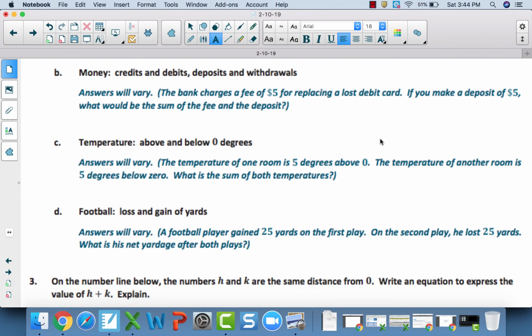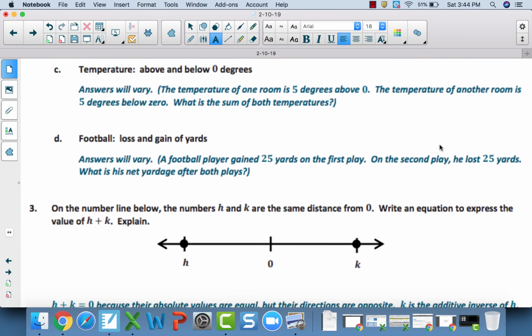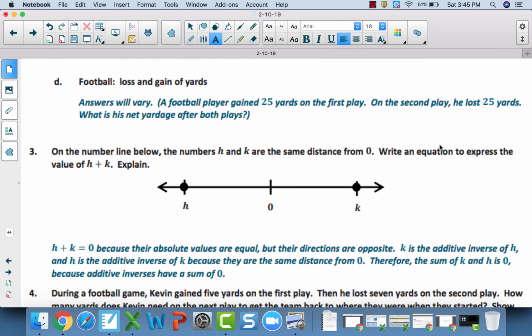For money, once again, the answers will vary. If the bank charges a $5 fee and then you make a deposit of $5, that is a negative 5 and a positive 5. Those are additive inverses that end up getting 0. Okay? C, above and below 0 degrees. So the temperature for one room is 5 degrees above. The temperature for another room is 5 degrees below. Finding the sum of both temperatures would get 0. Those are, once again, additive inverses. And then D for football, if we gain 25 yards and then lose 25 yards, those are additive inverses. That would also get 0.